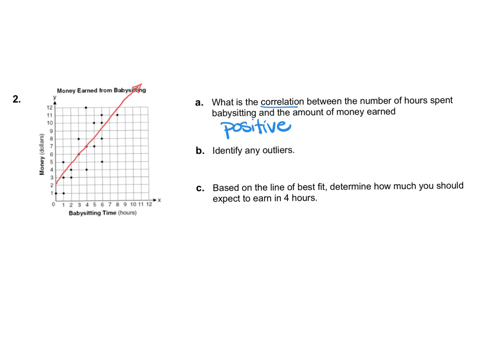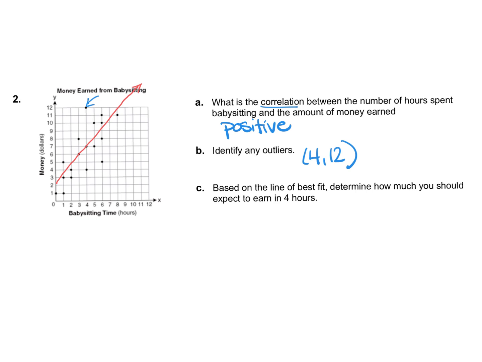Well, there's not a bunch of obvious outliers. I guess if I were to pick an outlier, I would probably pick maybe this one. The other ones I feel like are kind of a little bit closer to the set of data. So if we said that there was an outlier, we could say that this 4, 12, so somebody babysat for 4 hours and they earned $12.